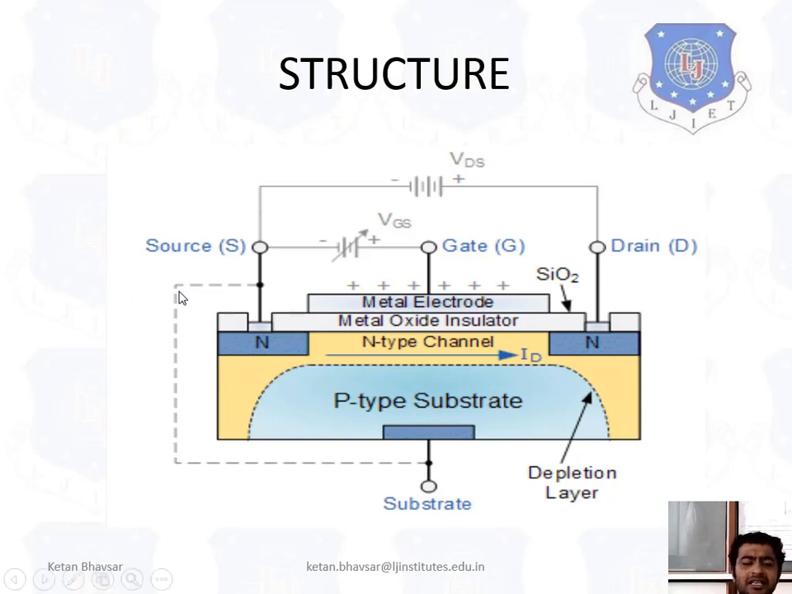Now as you can see here, we are taking the 4 terminals. This one is the B terminal, source, gate and drain, and this one is your substrate, which means the body terminal, and this one is your drain current ID. As you can see, it's the SiO2 layer, metal electrode, metal oxide insulator and connections. So now we work on the external voltages that we are providing on a particular MOSFET.